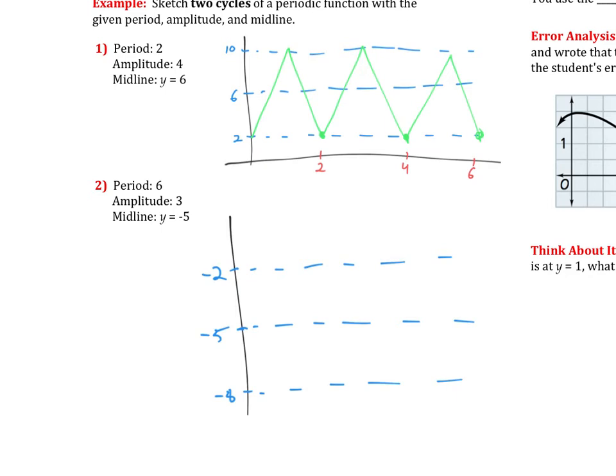Once I have my y-axis set up, I can figure out where my x-axis is going to go. Well, the x-axis has a y value of 0, so it's going to happen right up here. This is where my x-axis would be. If the period happens every 6, that means every marking on the x-axis will be a multiple of 6.